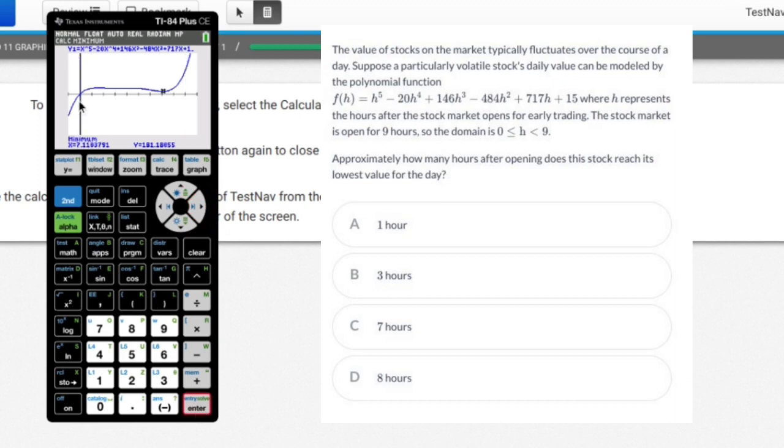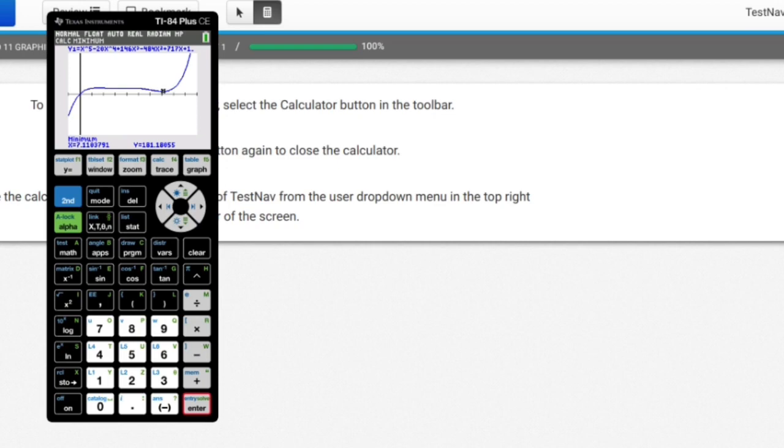And my minimum, which I thought maybe would be at 0, is actually not at 0 at all. My minimum is at the X value of 7.11. So approximately how many hours after opening does this stock reach its lowest value of the day? 7.11 is much closer to 7 than it is to 8. So we are going to say that C is the answer we're going with for this guy right here.